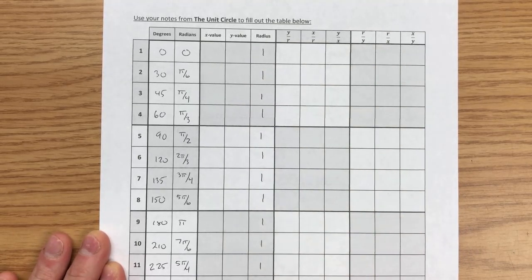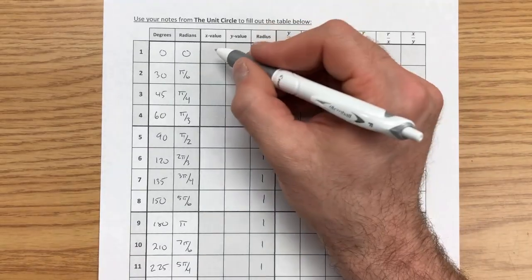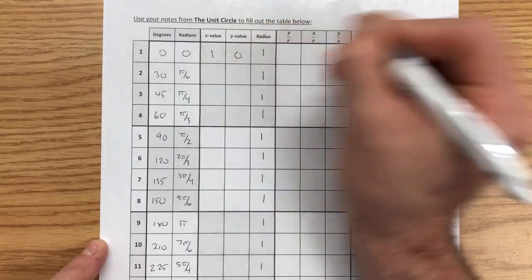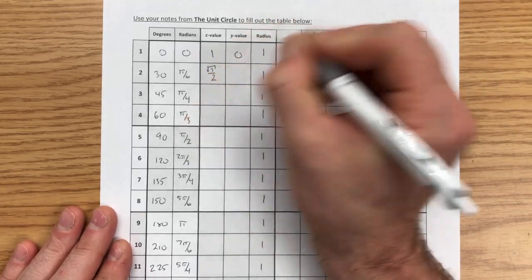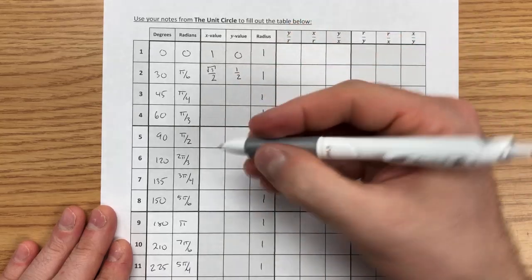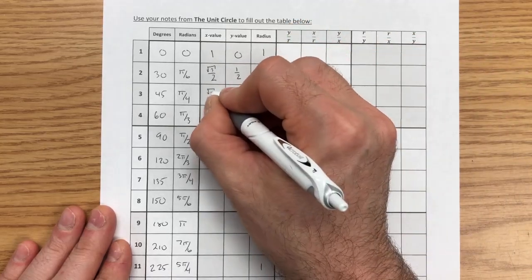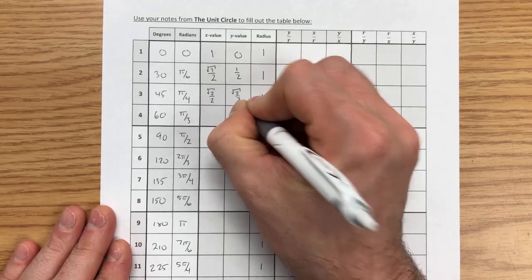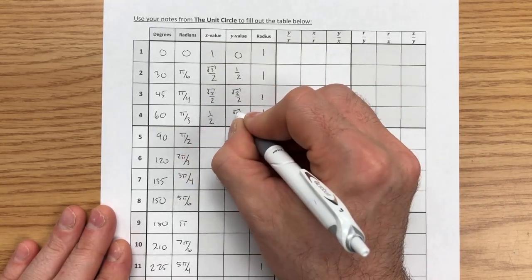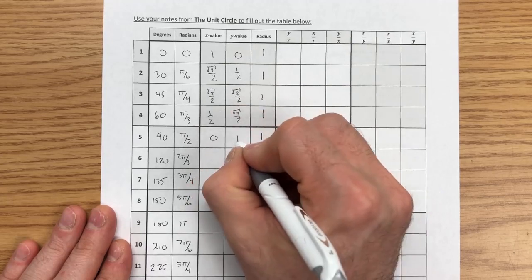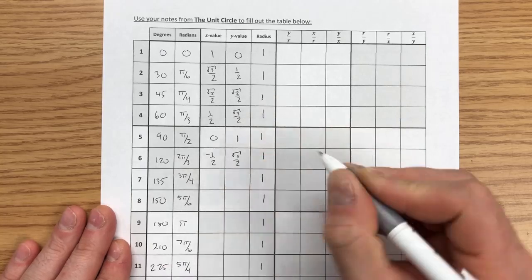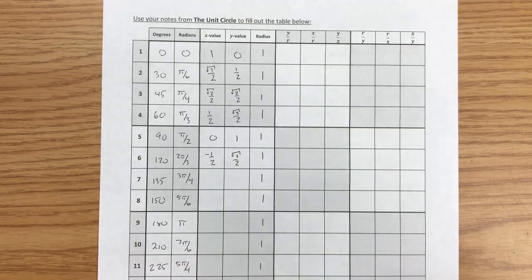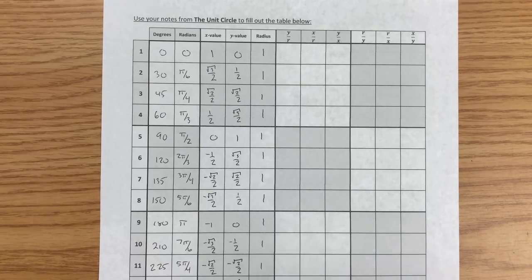The x's and the y's, we're just going to copy those down from our previous sheet. So at 0 degrees, our x value was 1 and our y value was 0. At 30 degrees, our x value was the square root of 3 over 2, and our y value was 1/2. Keep working our way all the way around. We had the square root of 2 over 2 and the square root of 2 over 2, then 1/2 and the square root of 3 over 2, and then we had 0, 1, and then we started dipping into the negatives. So negative 1/2, square root of 3 over 2. Go ahead and fill out all of these. Boom. Now that we have those, we've got this part filled out.